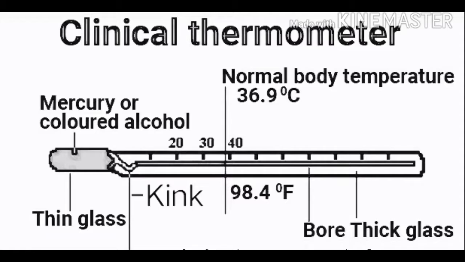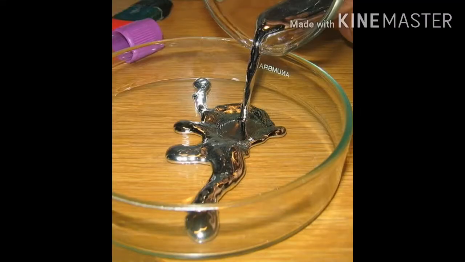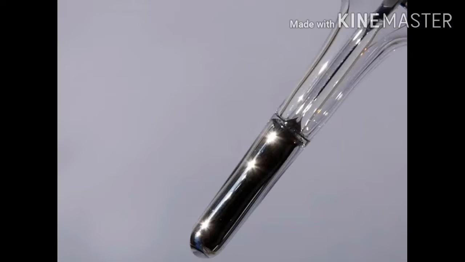See this picture. It consists of a long, narrow and thin glass tube with a glass bulb at one end. That long glass tube is called a capillary tube. A silver colored liquid called mercury is present in the bulb.